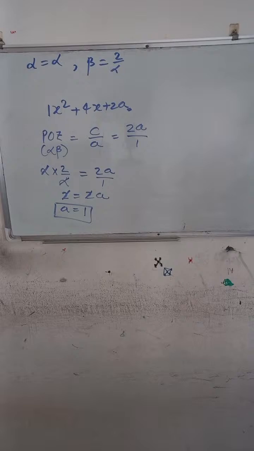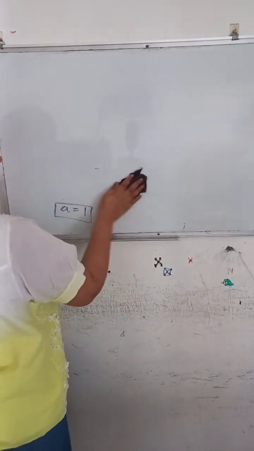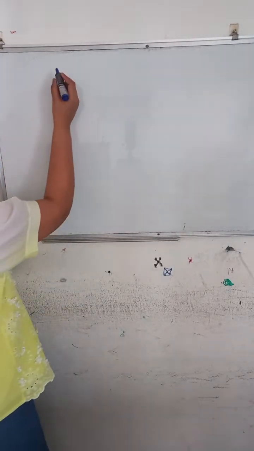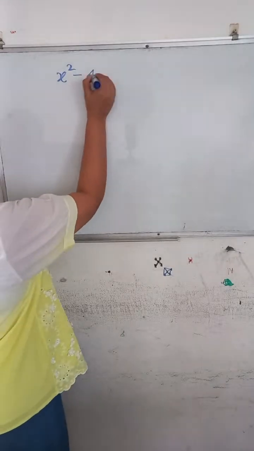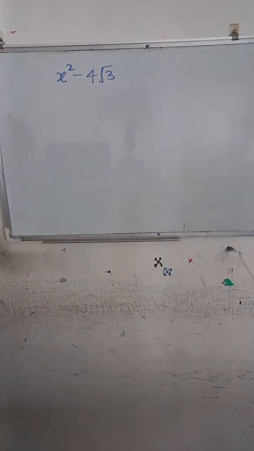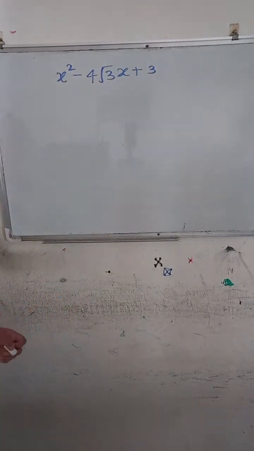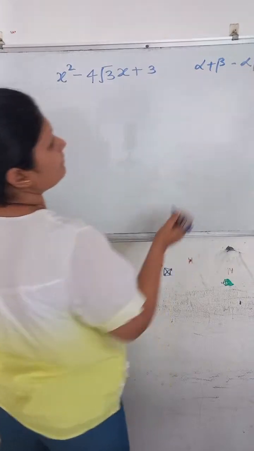Write down: if alpha and beta are the zeros of the polynomial x square minus 4 root 3 x plus 3, then find the value of alpha plus beta minus alpha beta.